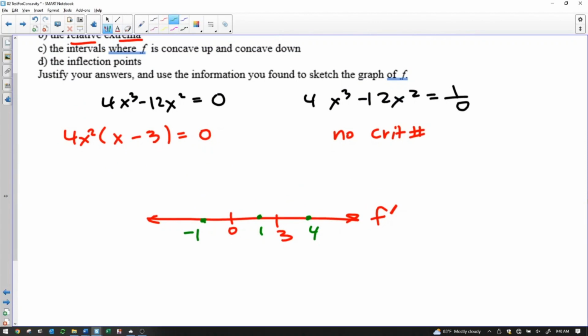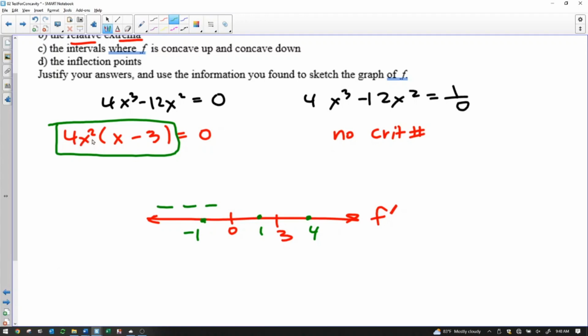So I'm going to plug in -1. And if you guys are okay with it, I'm going to plug into this F prime. It's a little bit easier to figure out pluses and negatives. So first I'm going to plug in -1. Do you see that that's positive times negative, which will be negative, right?